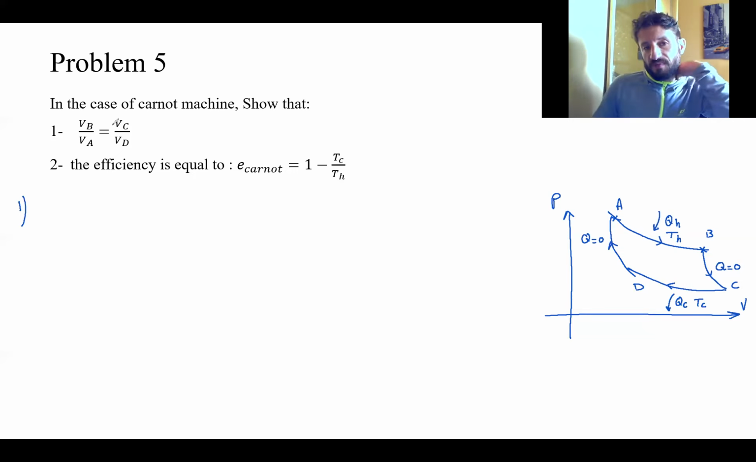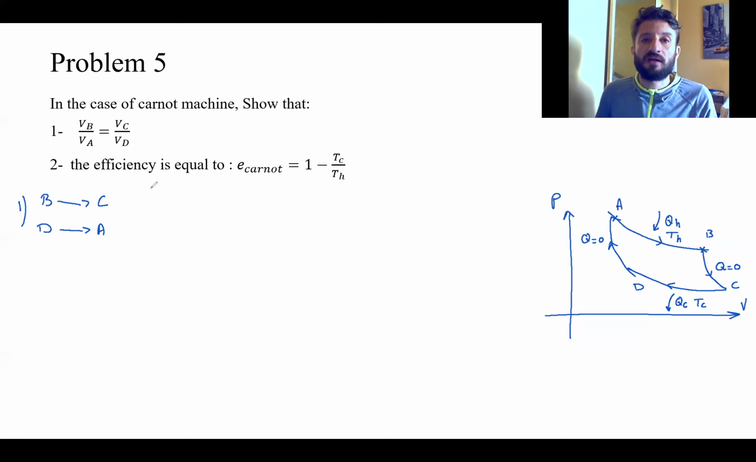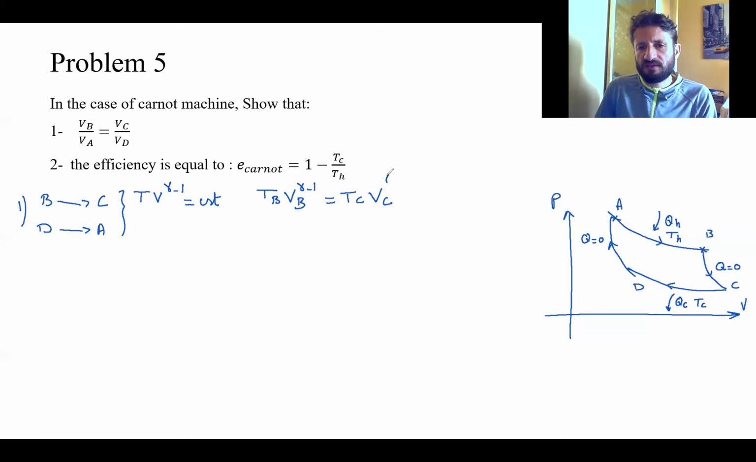First of all, to find VB divided by VA equals VC divided by VD, you can use the relation for an adiabatic process between B and C, or between D and A. You know, we have an adiabatic process and T V to the gamma minus 1 is constant. In the case of BC, we can say TB VB to the gamma minus 1 equals TC VC to the gamma minus 1.